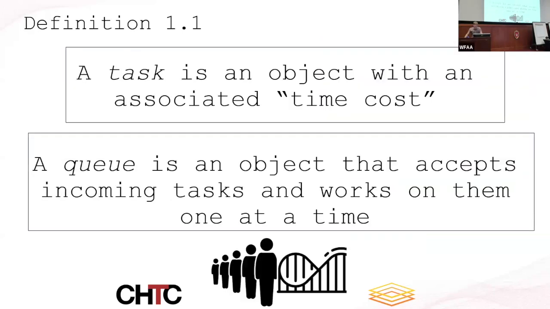I'm going to start off by defining some terms here. A task is an object that has an associated time cost that it's going to take to process. And a queue is an object that's going to accept incoming tasks one by one and work on them. You can think of a queue as the line for an amusement park ride. Each person in the line would be a task that you have to operate on, quote unquote.